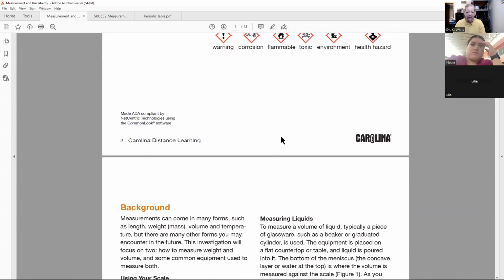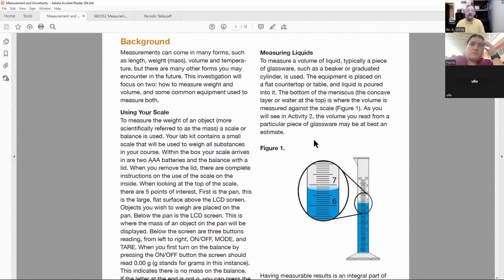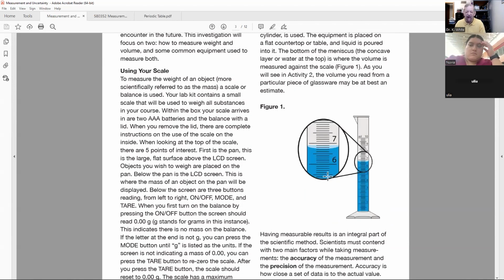And here they talk about measuring liquids. Now, as you see here, this is called a graduated cylinder. Ta-da! And they're different sizes. This is a 10 milliliter, and this is a 50 milliliter. I've worked with ones that are real big, that are 2,000 milliliters. This is a tiny one. This is a real tiny one. And they come in all sizes.